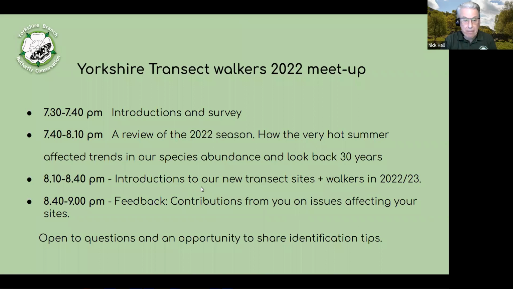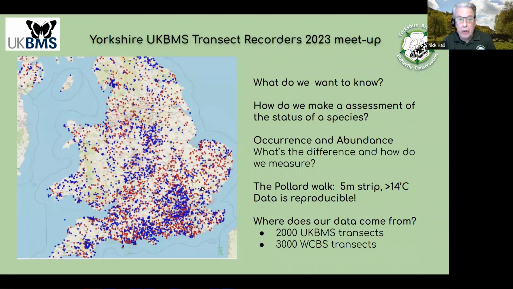Let's just start with what do we want to know from doing our transects? Well, the whole idea is to measure abundance, but this is a confusing word because there's actually two words we use frequently with butterflies, and that's occurrence and also abundance. So what's the difference between these two words?